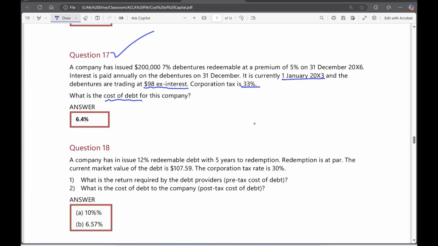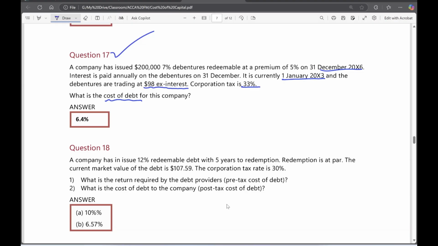So how to calculate? Take three cash flows. What is the market value today? 98 ex interest market value today. What is the life of the bond? Currently, we are on 1st January 2003. And when will the bond mature? How many years? 2003, 4, 5, 6, 4 years. Because we are on 1st January 2003. So December 2003, 1 year, 2004, 2 years, 2005, 3 years, 2006, 4 years. So 4 years to maturity.